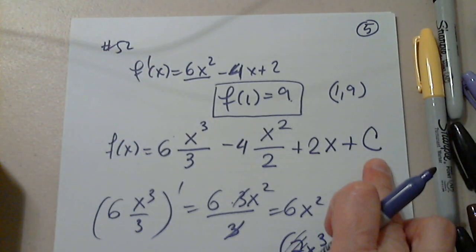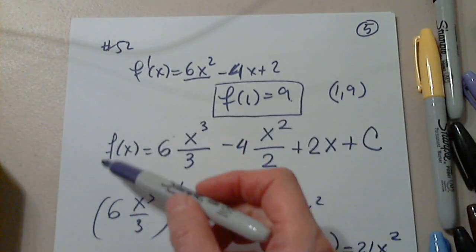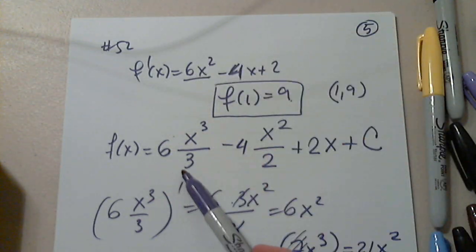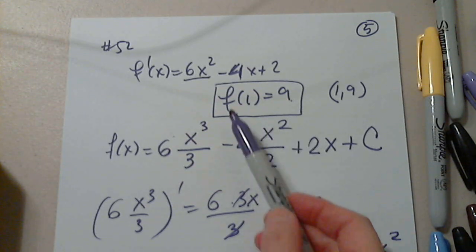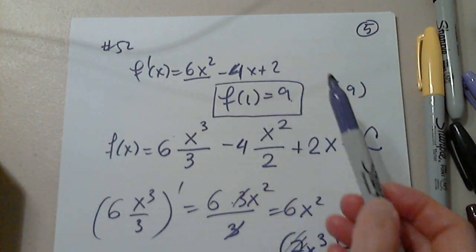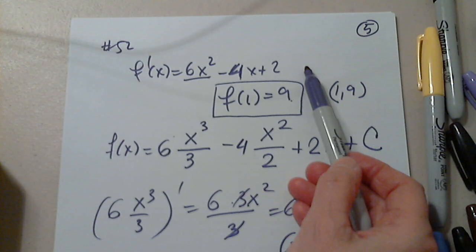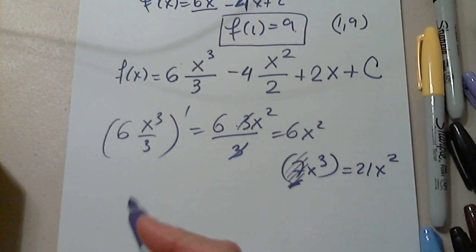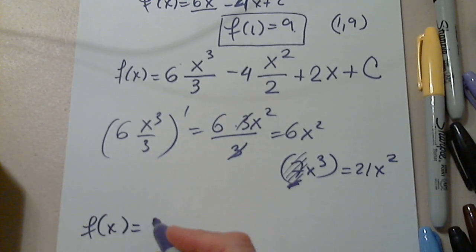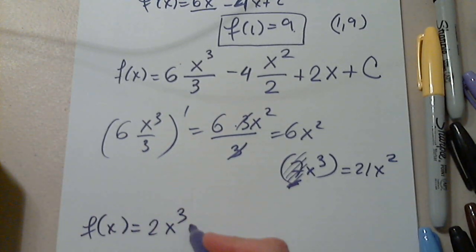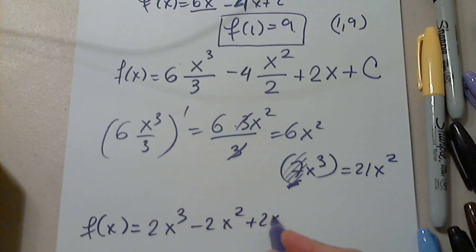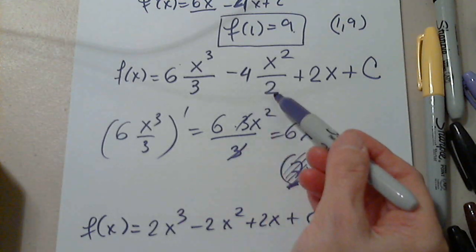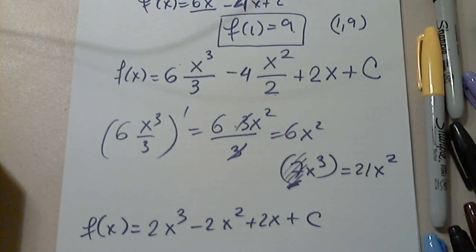Why do I need a constant? It's because all these functions have the same derivative. This prime is this prime is this prime, c prime is 0. I have to clean this up because I can. So I have f of x equals 2x to the third minus 2x squared plus 2x plus c. 6 divided by 3 is 2, 4 divided by 2 is 2, 2x plus c.